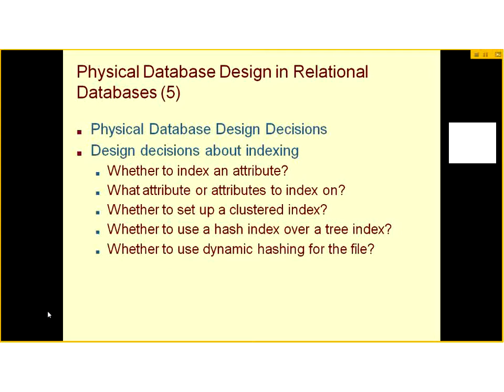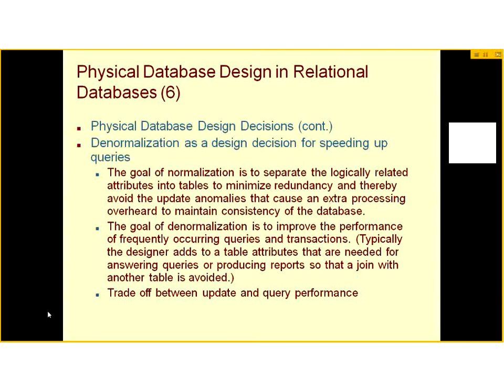Then you make certain design decisions about indexing: whether to index an attribute or not, what attributes to index on, whether to set up a clustered index, whether to use a hash index over a tree, and whether to use a sort or file or not. So these are some of the design decisions about indexing. And then the goal of normalization and denormalization. You performed normalization previously for your relations, but why are we denormalizing now? This is the question whose answer you should know. And what is the drawback of denormalization? There is a trade-off between update and query performance.